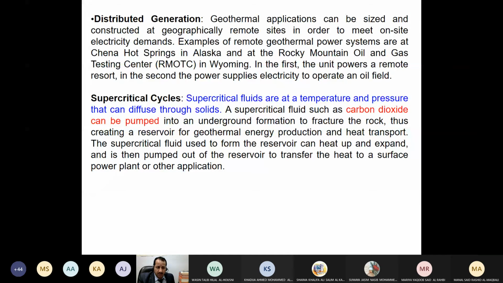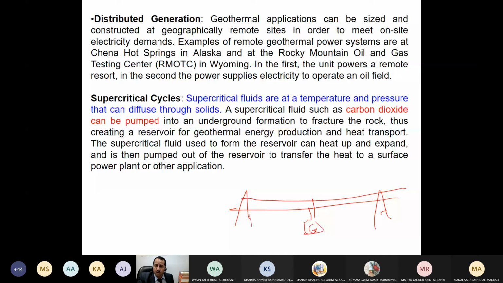Distributed generator: you know the electrical grid. These are the wires taking the electricity. Sometimes they put a generator to support the grid in some places. They call them distributed generators. After every few tens of kilometers or hundreds of kilometers, they put a DG.